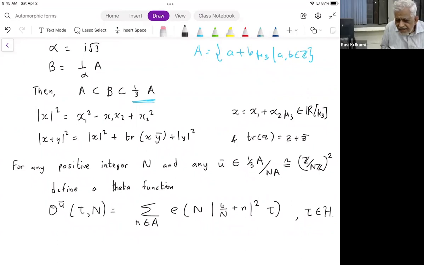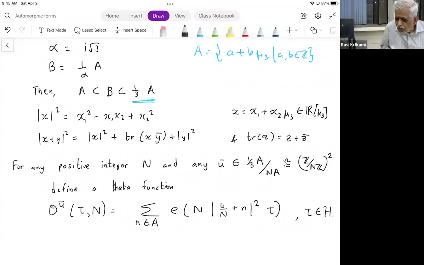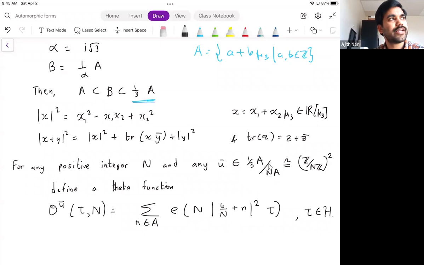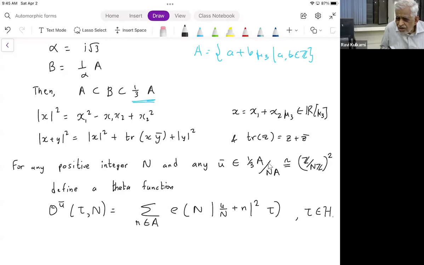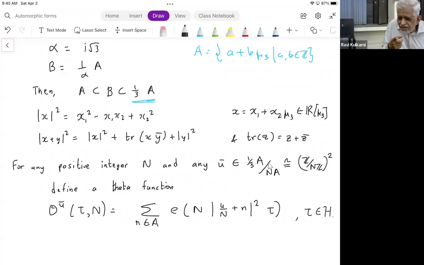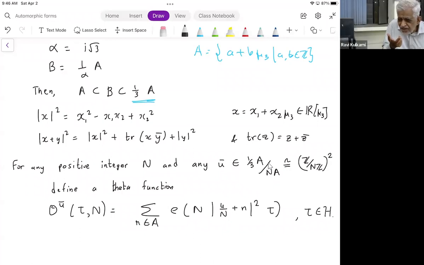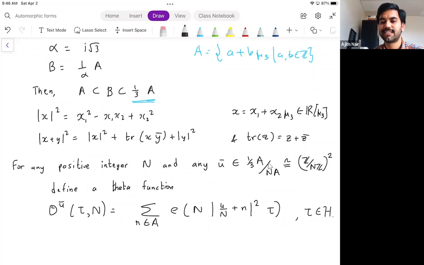Is 1 over 3A mod nA a ring or just an abelian group? It will be just an abelian group. I'm interested in the group structure, but I guess it's also a ring, right? So yeah, Z mod nZ squared could be a ring also. But you probably do not need that ring structure. Exactly, we don't need the ring structure for now. We just need the group structure.